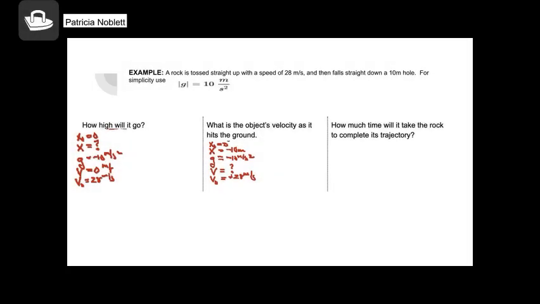All right, so we're going to go over the solutions to the tossing the rock up and down the hole problem. All right, so how high will it go? I've listed out my givens here, paying careful attention to the signs. So if my initial velocity is up and up is positive, then I need to make sure that anything that is directed down must be negative, including my gravitational acceleration. You must have that negative sign in there.